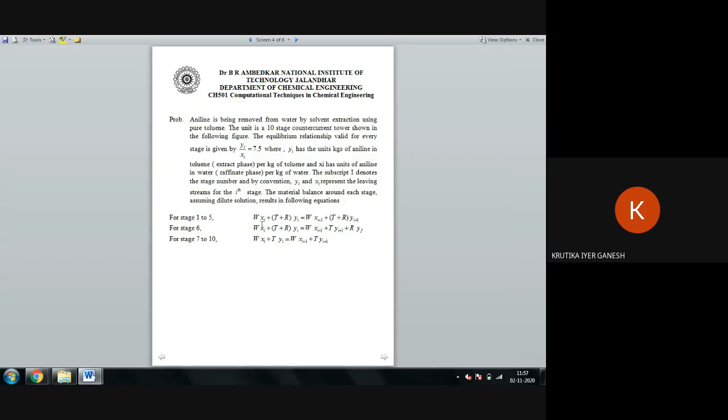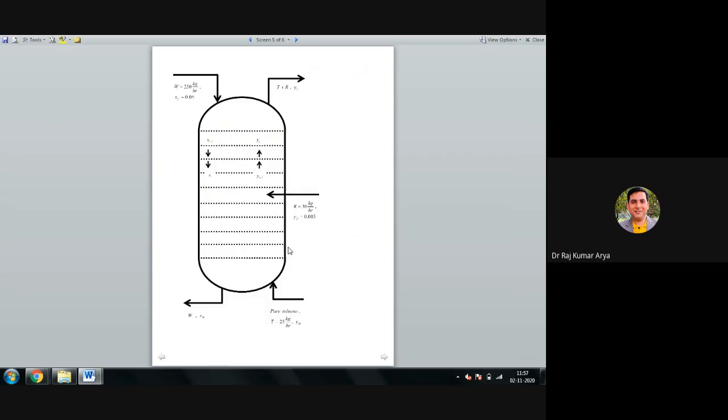This is the condition till stage 5 actually. This is the condition till stage 5 because at stage 5 you are inserting this R. So from there onward the balance is different. Now what will happen after that? After that, this is your stage 5, so whatever R you are feeding here, that is going to the upside.